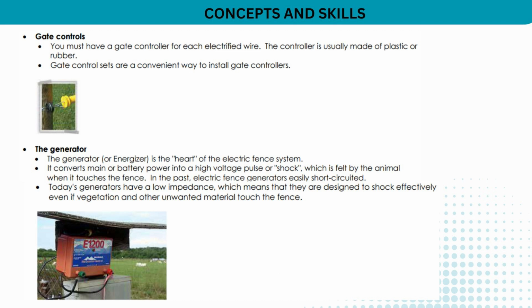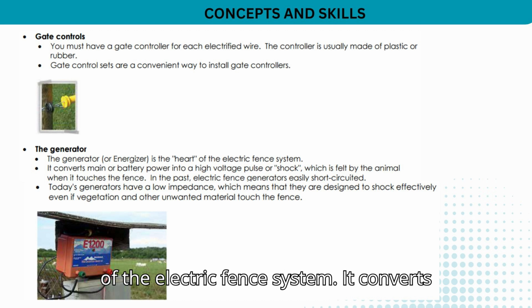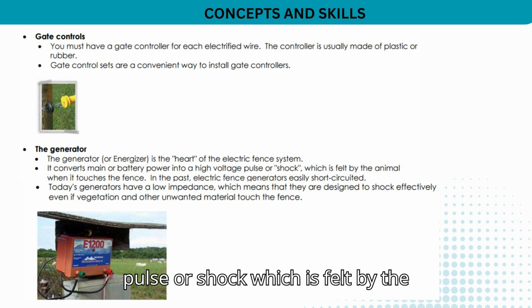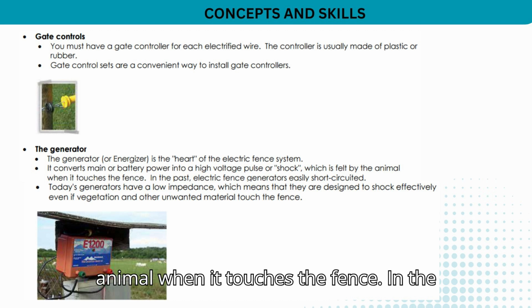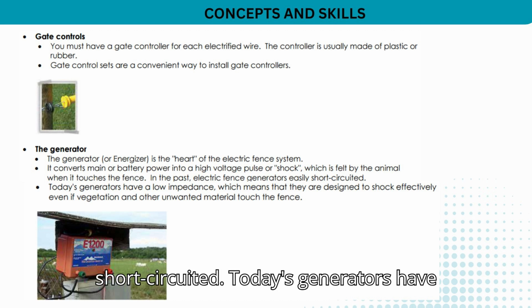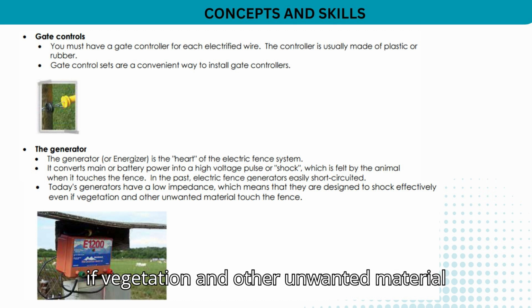The generator. The generator, or energizer, is the heart of the electric fence system. It converts mains or battery power into a high voltage pulse or shock, which is felt by the animal when it touches the fence. In the past, electric fence generators easily short-circuited. Today's generators have a low impedance, which means that they are designed to shock effectively, even if vegetation and other unwanted material touch the fence.